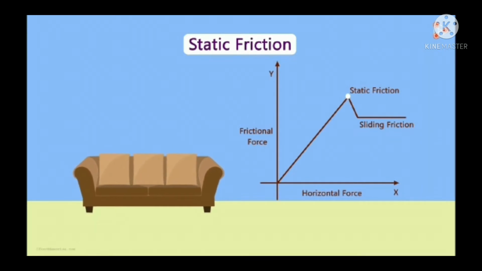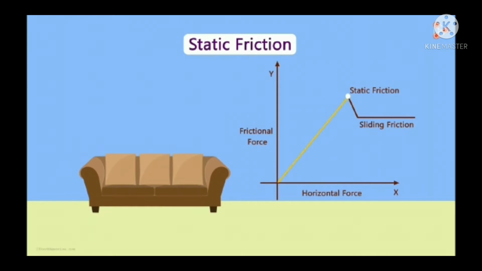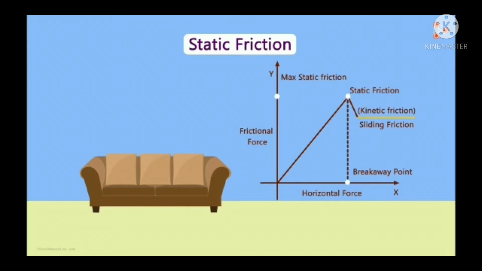The sliding friction is more or less constant if you notice. This part of the graph is static friction. It's when the sofa is not moving in spite of the force you're applying. And this part of the graph is sliding or kinetic friction when the sofa begins to move. The point around which the sofa just begins the movement is called the breakaway point. Is there anything else you noticed in the graph? Why is this line at a lower level than the maximum static frictional force?